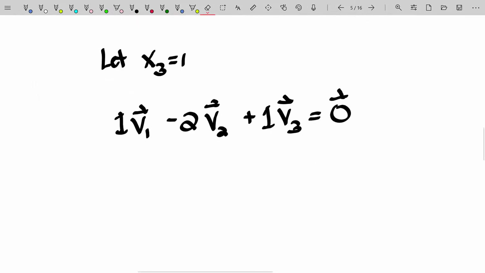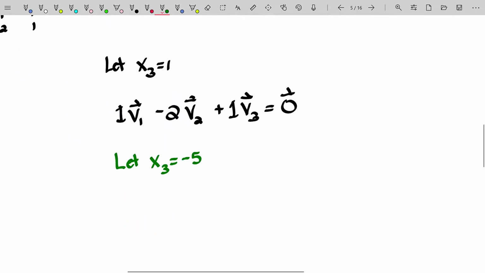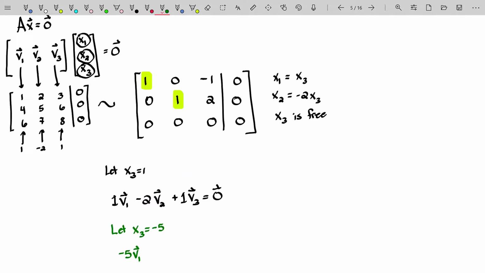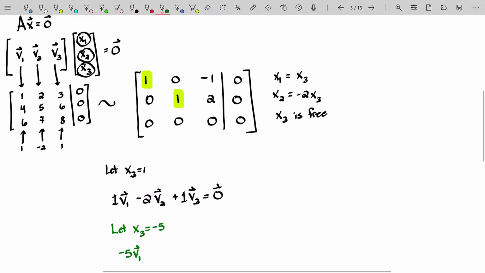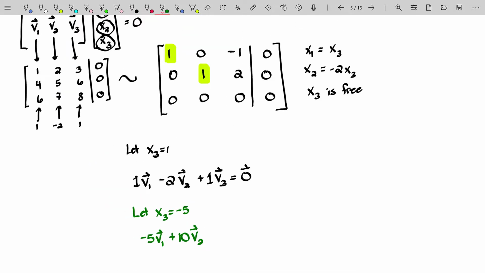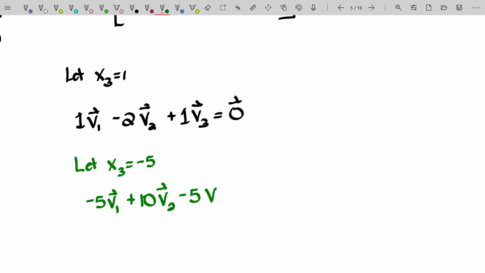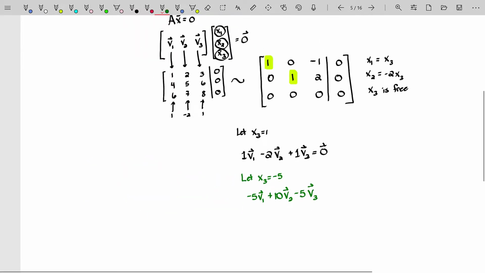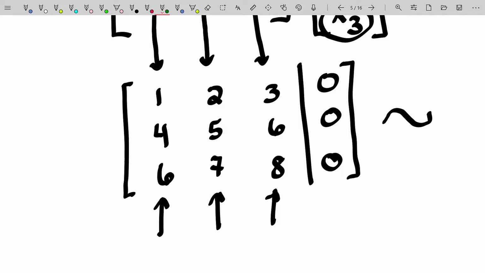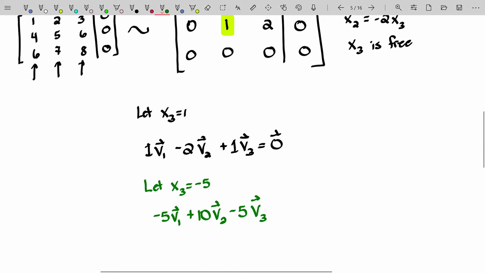Another linear dependence relation occurs if we let x sub 3 equal negative 5, for example. Well, I go up there, x1 is just x sub 3, so we have negative 5 v1. X sub 2 is negative 2 times x sub 3, so negative 2 times negative 5 is positive 10 v sub 2. And then finally, x sub 3 is just negative 5, so minus 5 v sub 3. And if you do what we did over here with those new numbers, which I'm not going to write in, but if you do all that work, you'll find out those rows do turn into 0. So that's yet another linear dependence relation.